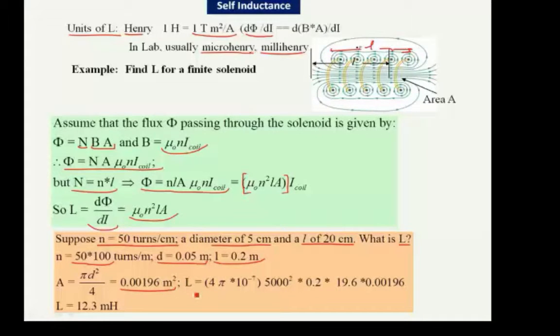So then we go to our equation for L. Here's our mu 0, here's our little n squared, here's our L, here's our, oops, made a mistake, this shouldn't be here. This is just a typo. So if you put in the area here, you'll end up with L equals 12.3 millihenries.